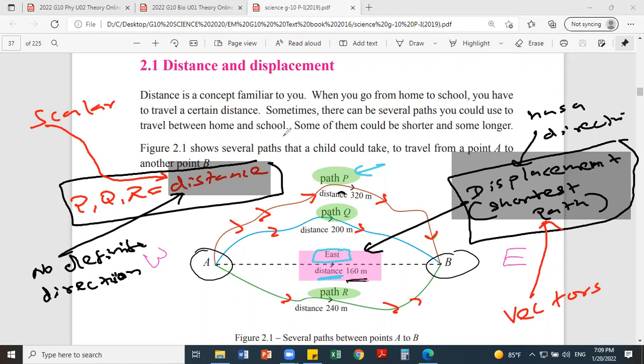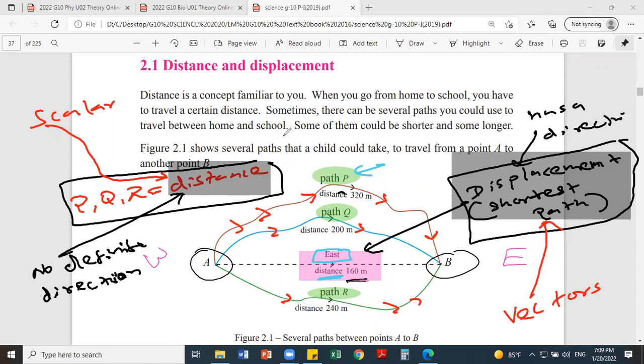What is common to both vectors and scalars? They have a numerical value. But out of these two, which one has a definite direction? Only the displacement. Distance has no definite direction. So that is the difference between displacement and distance.